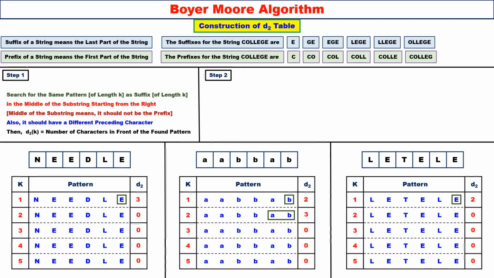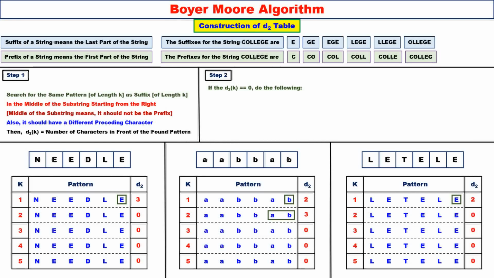Now, step 2. Carefully understand step 2. If D2 of K is equal to 0, do the following. In needle also, 4 D2 values are 0. In AA, BB, AB also, 3 values are 0. In LETELE also, 4 D2 values are 0. So whenever the D2 value is equal to 0, do the following. This is step 2. After step 1, then we have to apply step 2.